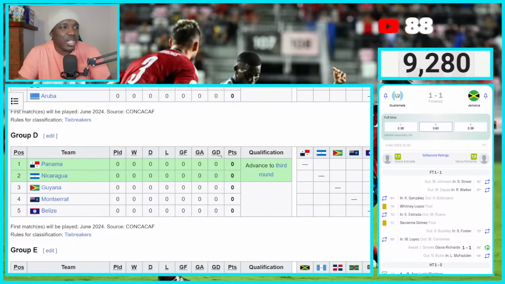So the only challenge I would see for Panama is Nicaragua. Some of these places are tough to travel to. That is true. But I don't believe that you're going to have so many problems. I think Panama will find a way to top this group with relative ease. That's where I'm going. With relative ease, I think Panama will top that group.